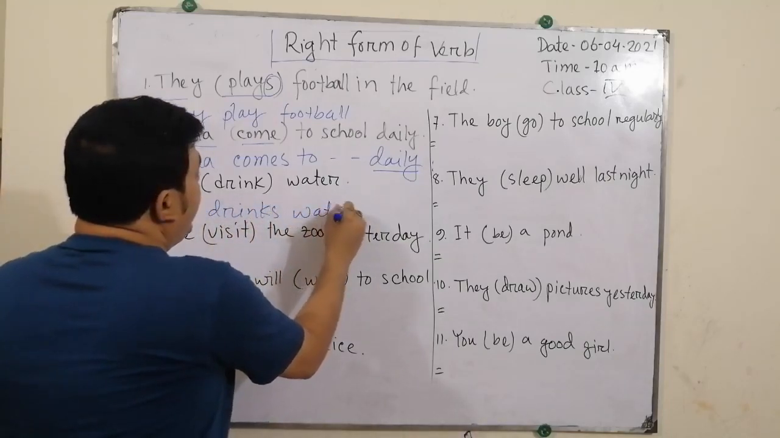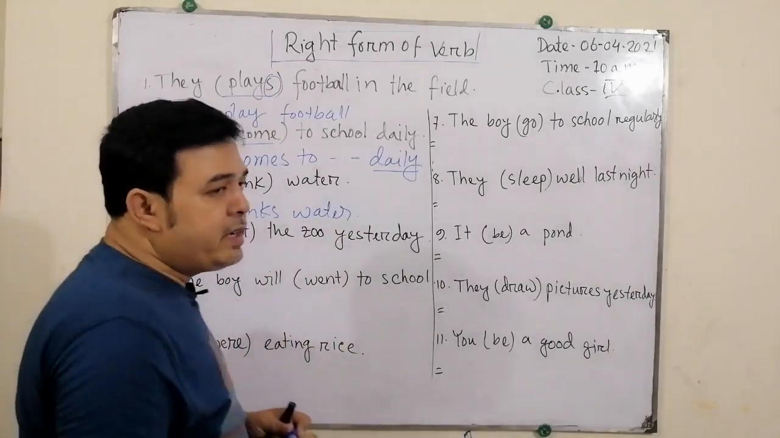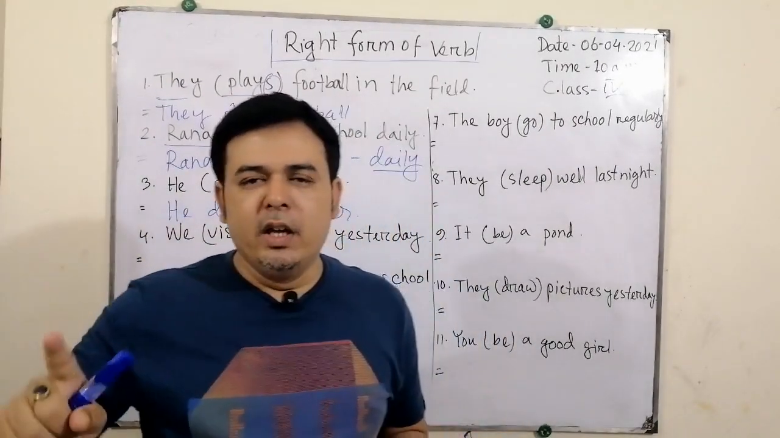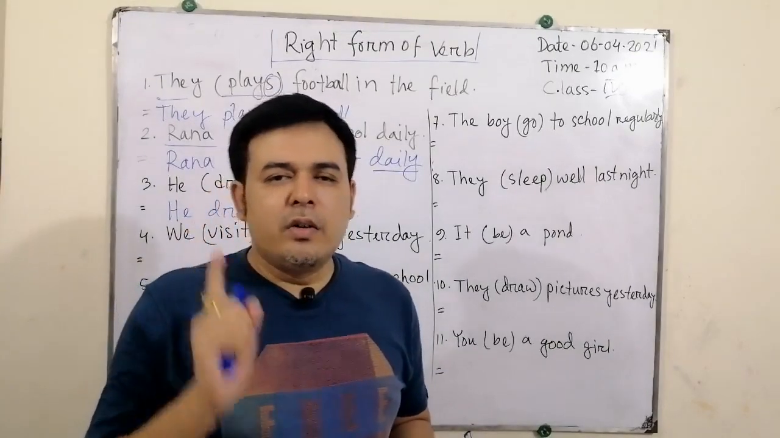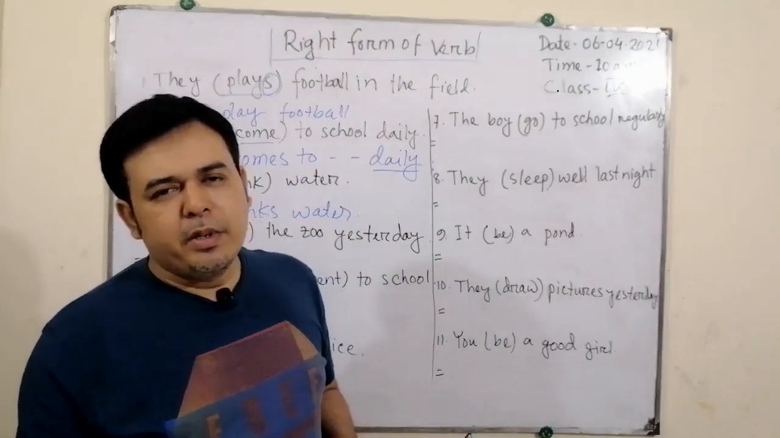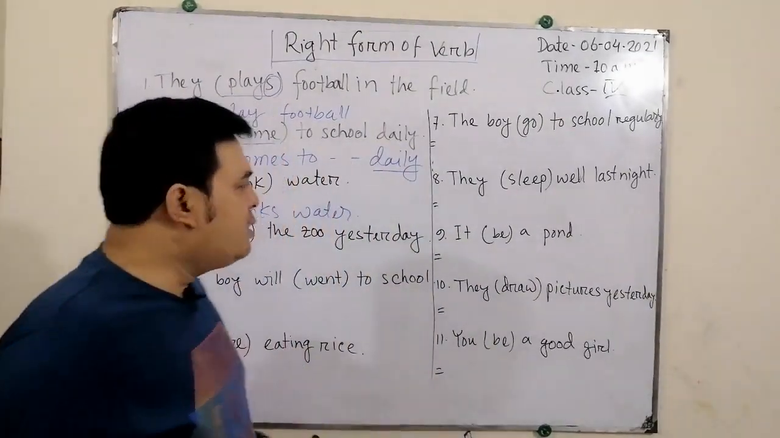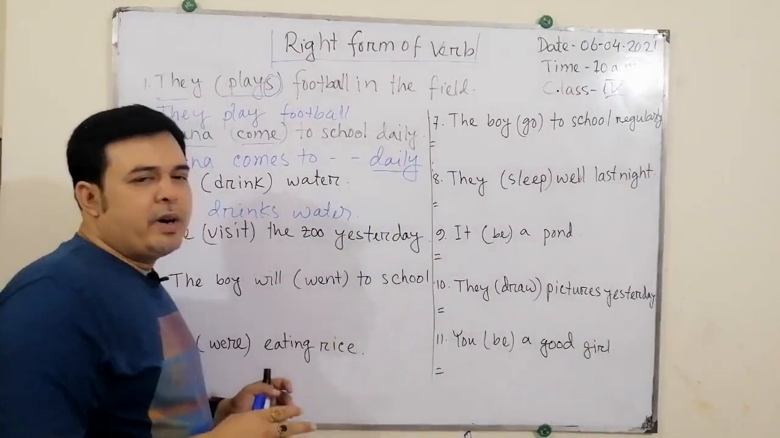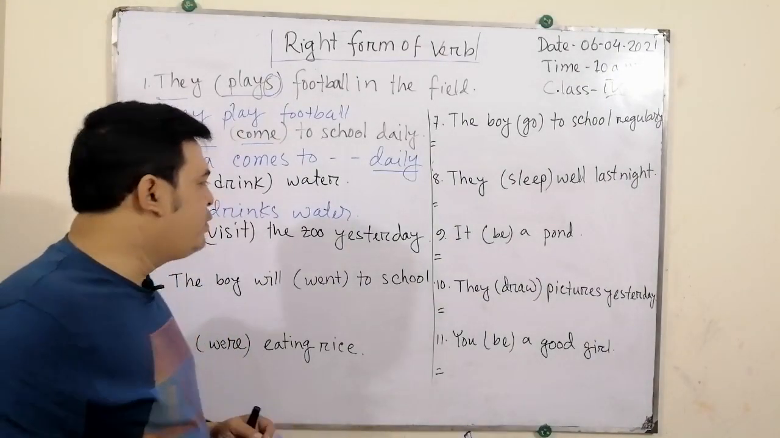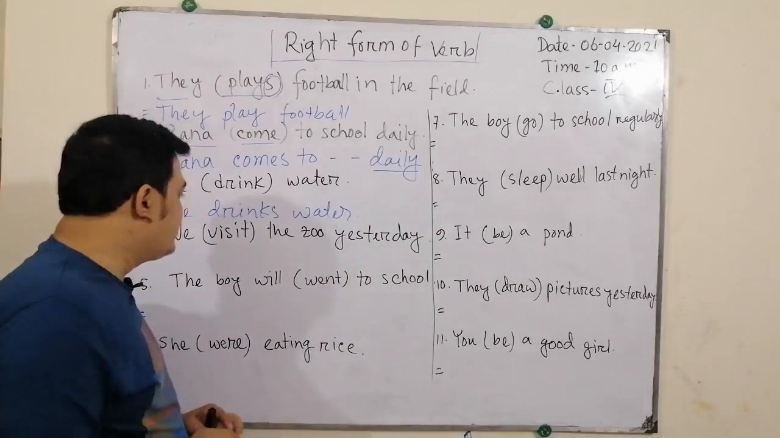Another very important issue in the examination hall: you must write the sentence fully. Clear? You have to write the sentence fully. Sometimes some students just write the verb. Don't do that, okay? Because in right form of verb sentences there may be some other changes. So you have to write the full sentences.